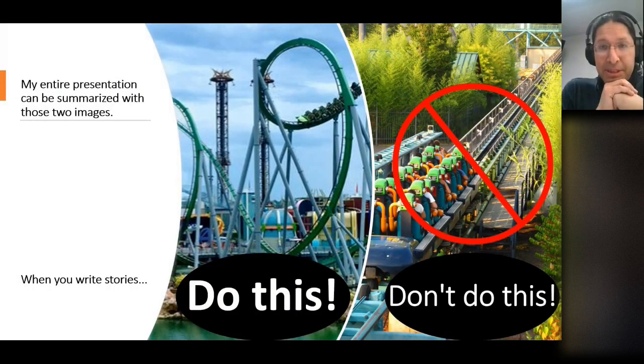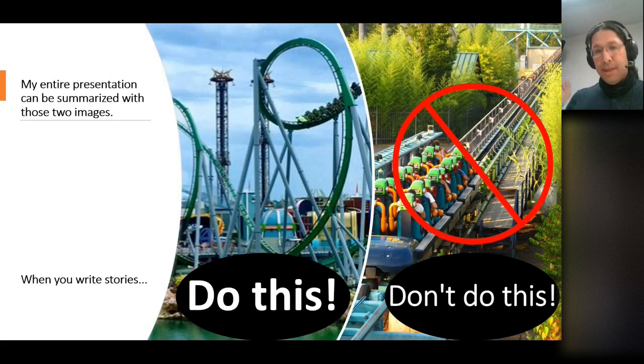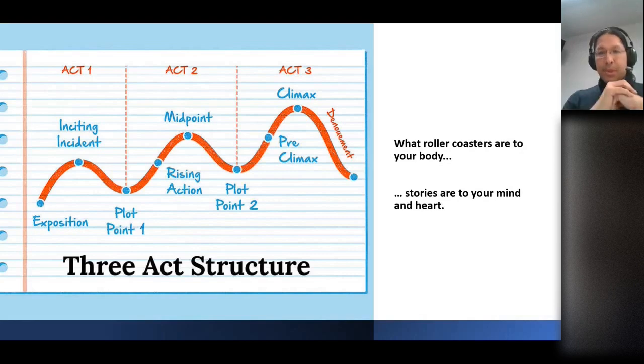So my entire presentation can be summarized with those 2 images. If you take away nothing else from this presentation, then just remember these 2 images. Specifically, when you write stories, do this over here on the left. Don't do this on the right. The presentation's over. Okay, you can all go. Just kidding. All right, so roller coasters, they thrill our bodies, and stories thrill our minds and hearts.